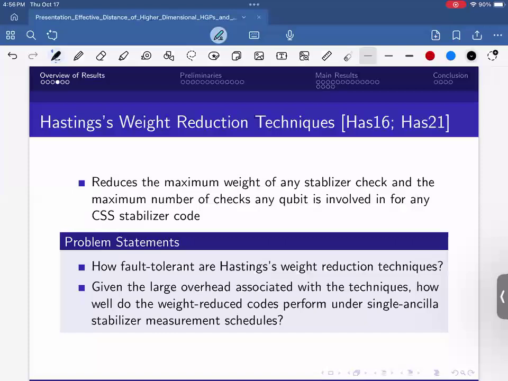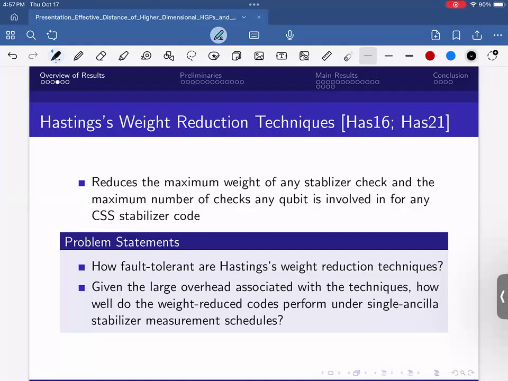So now I just want to briefly talk about the weight reduction techniques that we are interested in for today's talk. They were proposed by Hastings back in 2016, but there were some slight issues with his work, and then I think he made some corrections and introduced some additional techniques in the 2021 paper. It's a very interesting paper. I would highly recommend people to check it out.